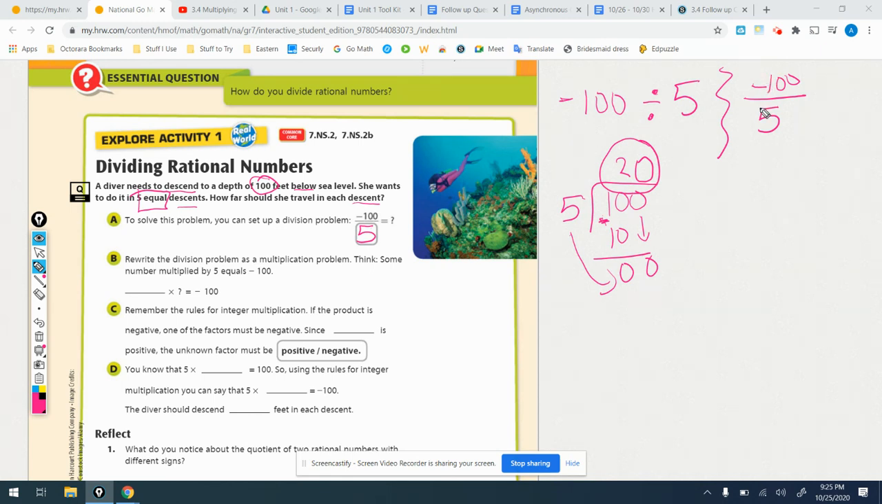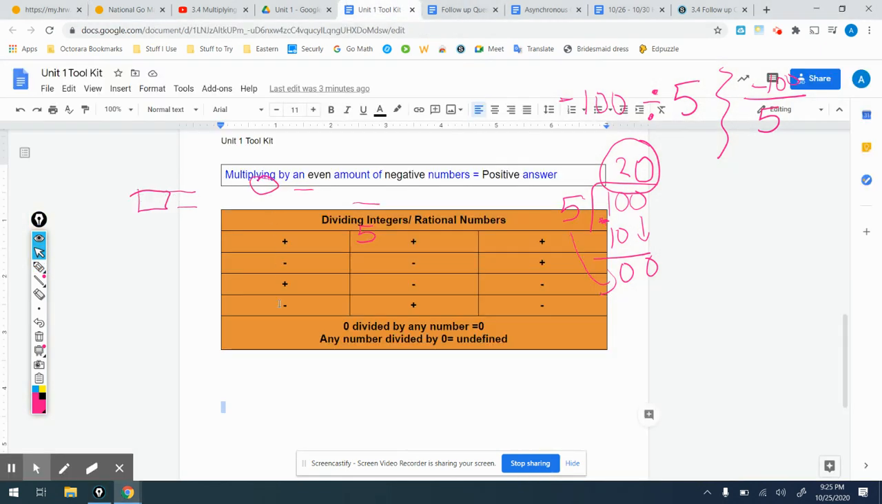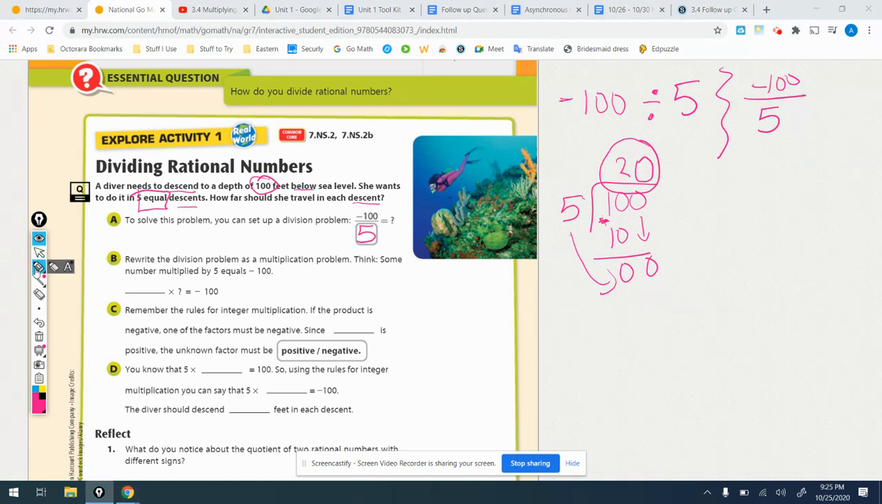Based on that chart, a negative divided by a positive, let's go back and double check. A negative number divided by a positive number, that gives me a negative answer. Okay, so I know my answer is going to be negative. Let's go back and put that. My answer is negative 20. Okay, how far should you travel in each descent? You should go down 20, it looks like feet. So we need our label down 20 feet.